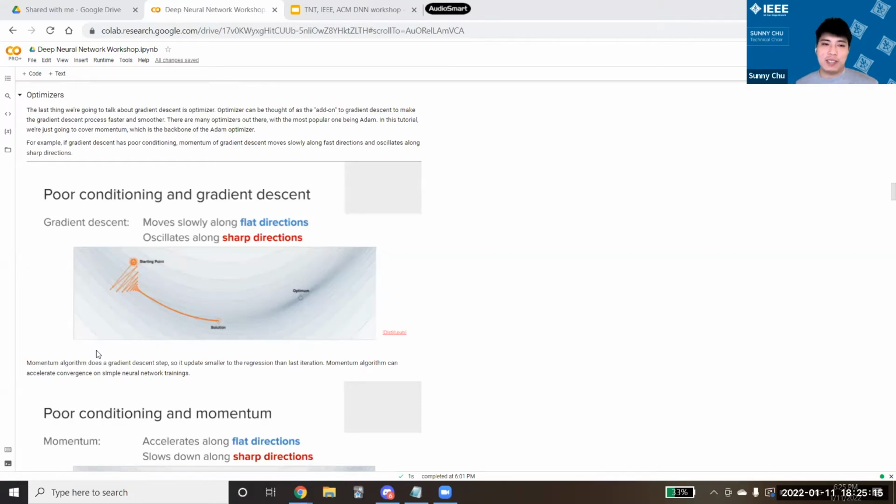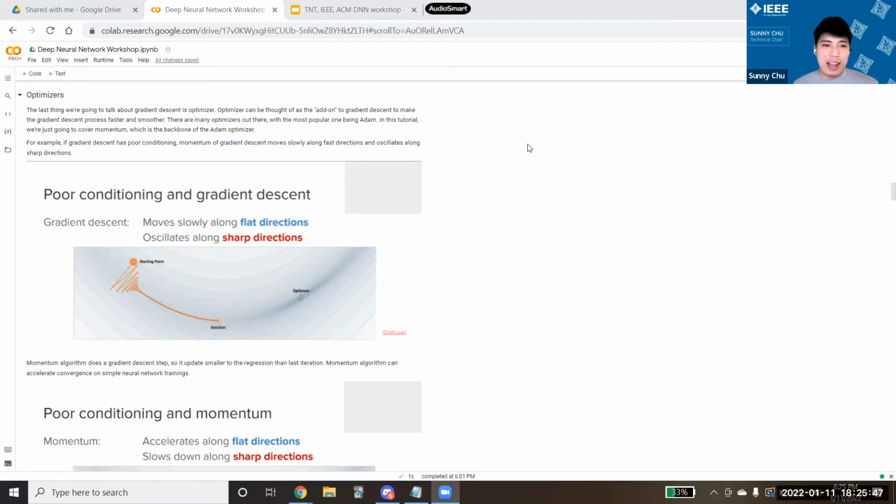So you can think of gradient descent as sort of optimizer, but more specifically, the optimizer can be thought of as an add-on of the gradient descent to make the gradient descent process faster and smoother. There are many optimizers out there, with the most popular one being Adam. But in this tutorial, we are going to cover momentum, which is the backbone of the Adam optimizer.